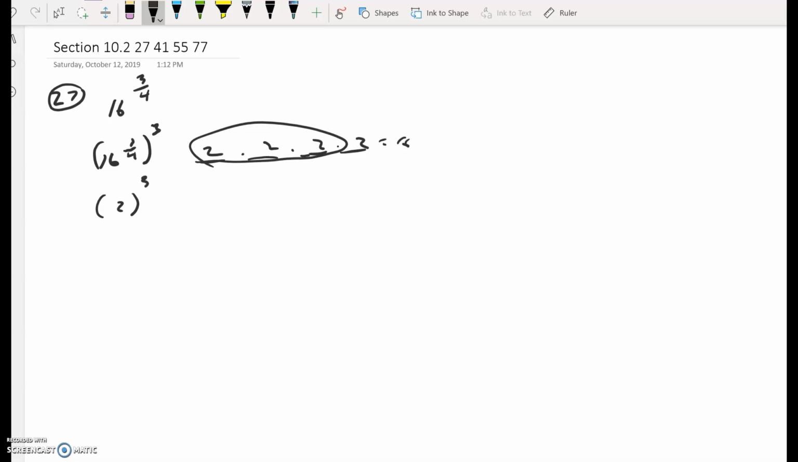3rd power is 8. In essence, this 4th power is tearing down the 16 to 2, and the 3rd power is building it back up almost to 16, but not quite. It only gets to 8. If this was a 4/4 power, then it would get back up to 16, because 16 to the 4/4 power is 16. Answer here is 8.